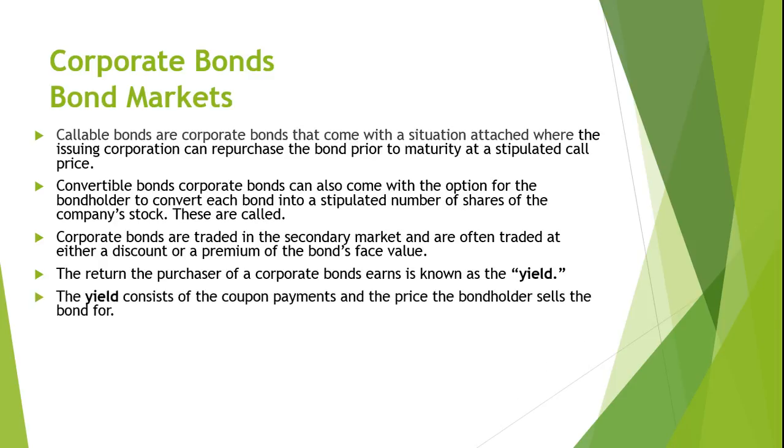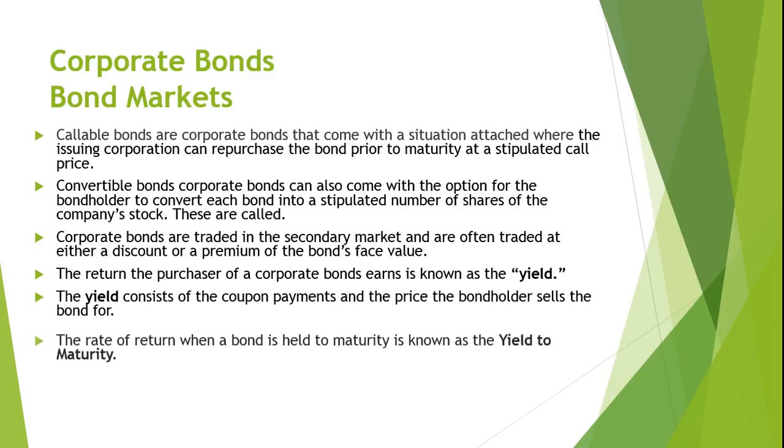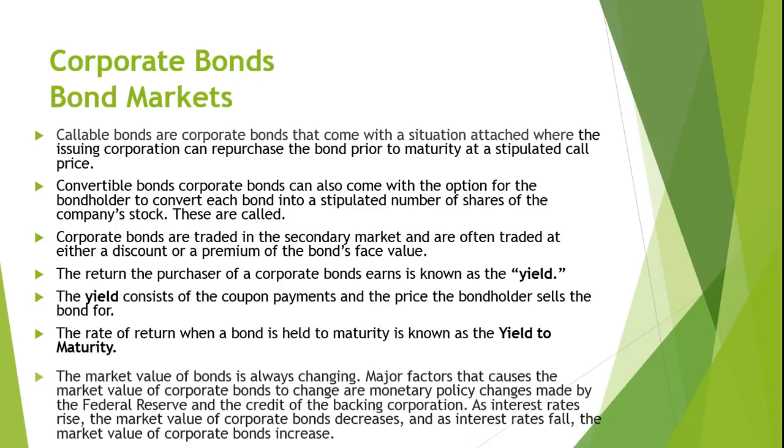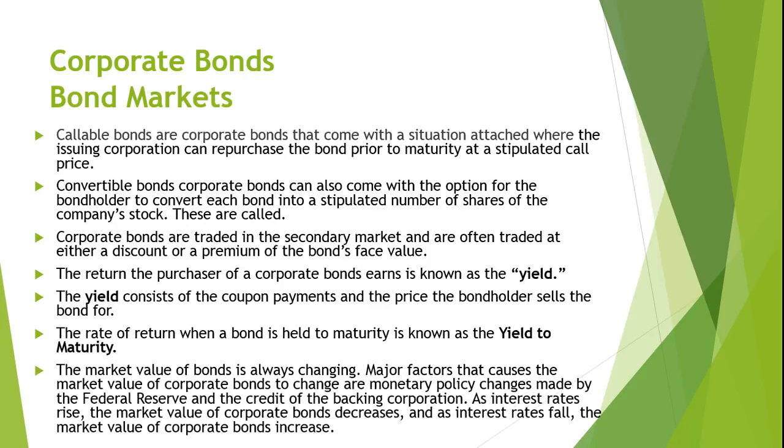Usually, purchasers of bonds will hold their bonds until maturity. The rate of return when a bond is held to maturity is known as the yield to maturity and consists of the coupon payments plus the premium or discount for maturity the bond was purchased for.